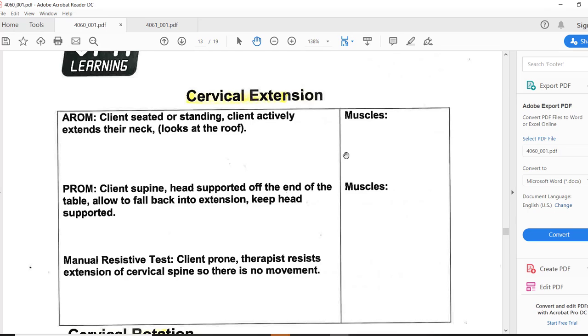In AROM, the client is seated or standing and the client actively extends their neck to look at the roof. Passive range of movement, the client is supine and the head is supported off the end of the table to allow the head to fall back into extension, but making sure that you keep the head supported. And manual resistive test, the client is in a prone position and the therapist resists extension of the cervical spine, so there is no movement.